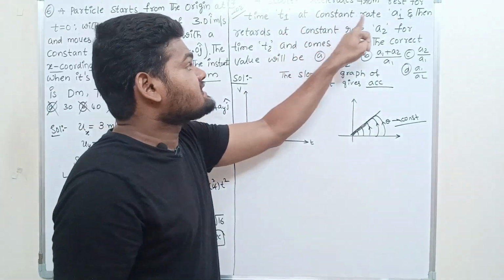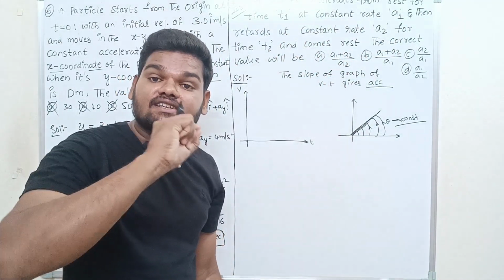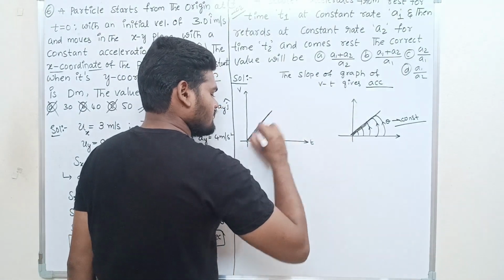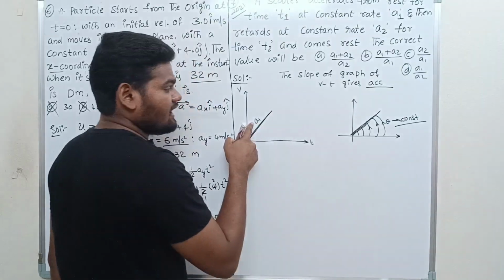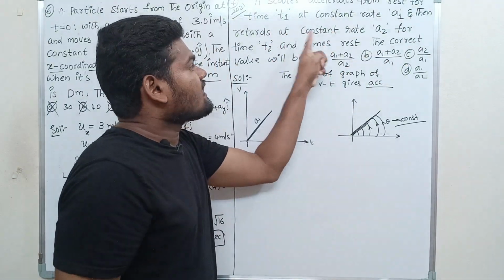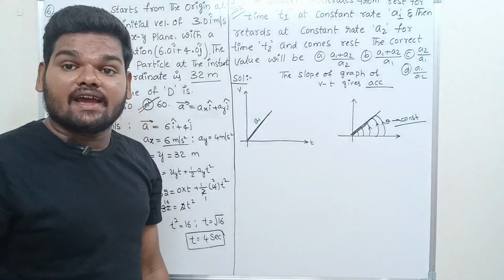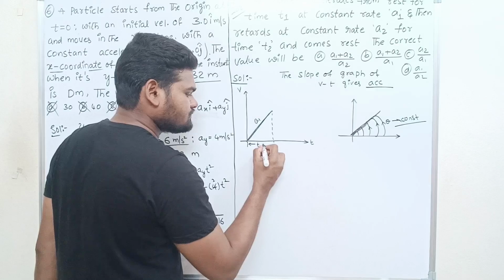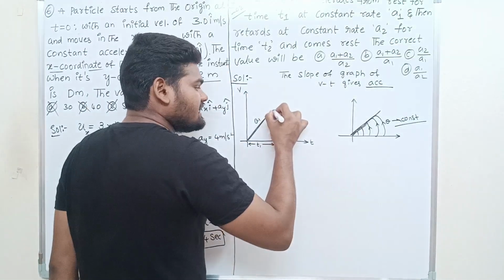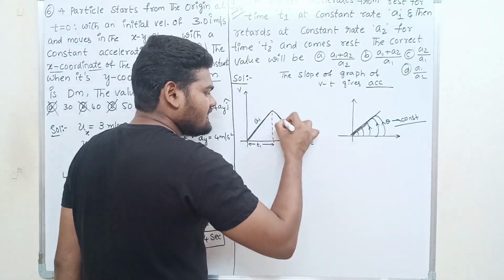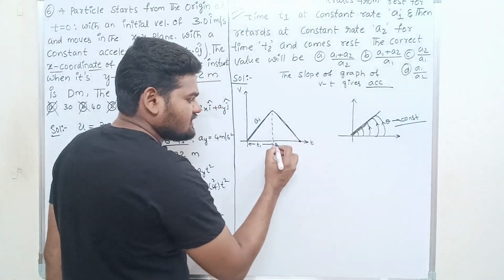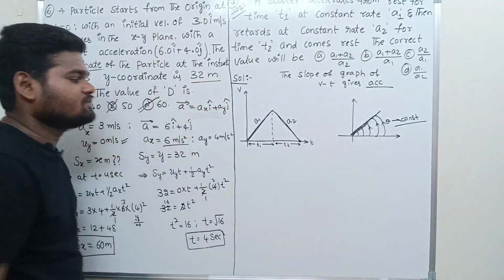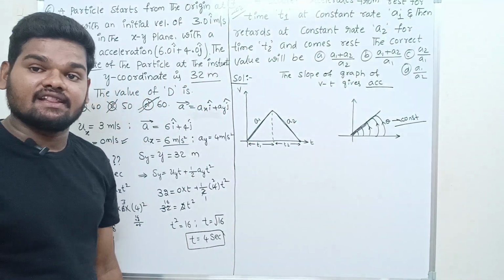Have a look. At a constant rate of a1, that means the acceleration of the object is constant. Then we will get the slope like this. This is the constant acceleration a1. Then it retards at a constant rate a2 for time t2. To accelerate, it takes time t1. After that, the object retards, and finally the object comes to rest. It takes the time t2 to retard with a constant acceleration a2. So this is the given information in the question.